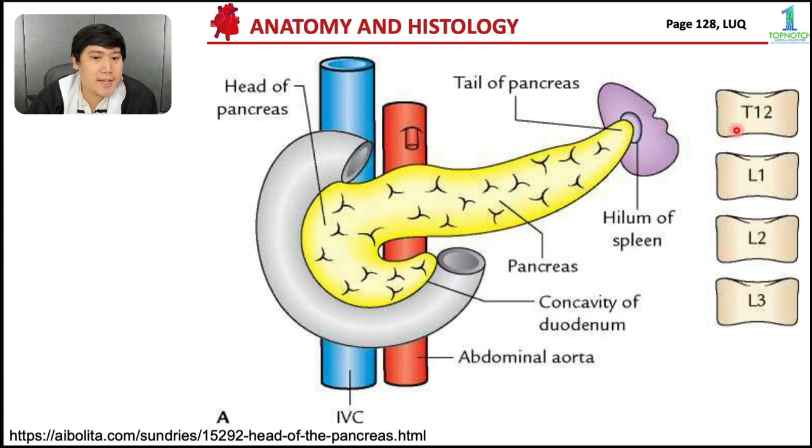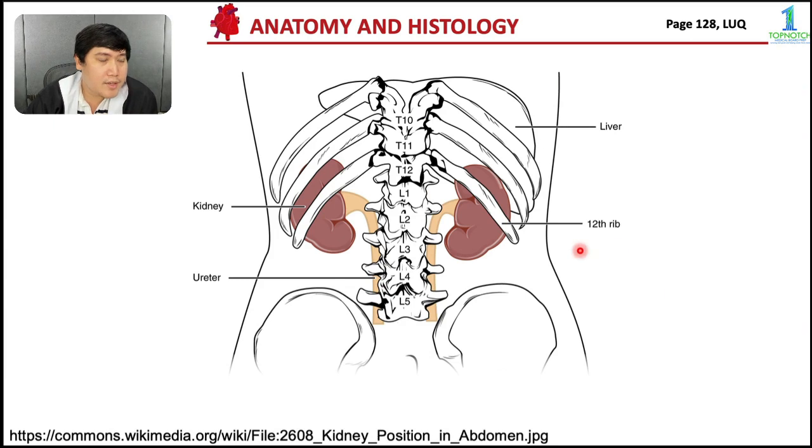Pancreas, no? Your pancreas lies at the level of T12 to L3, wherein the highest point is at the tail of the pancreas, corresponding to T12. The head lies at the level of L2, L3. Your kidneys, it's T12 to L3. Okay? Kidneys, T12 to L3.